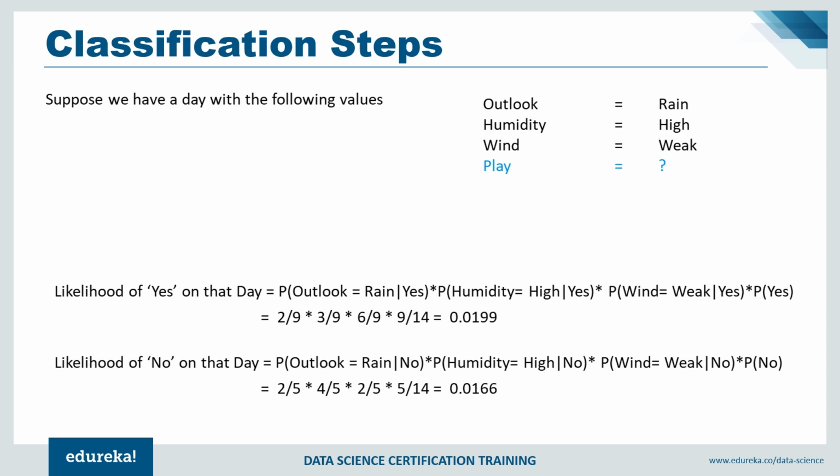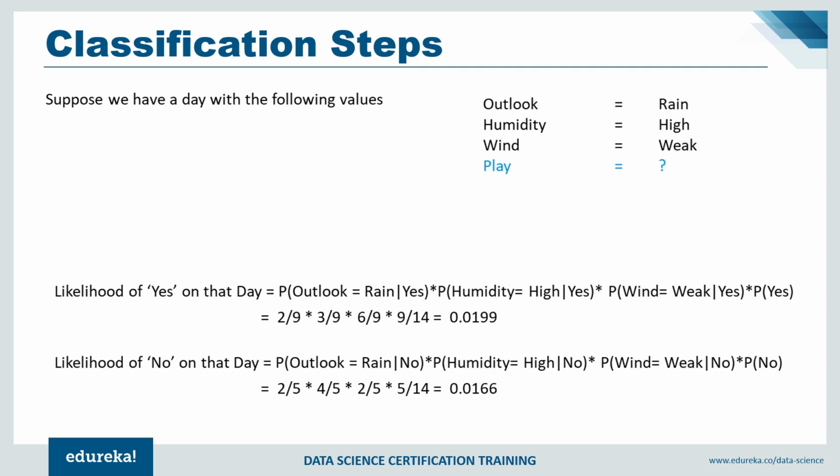First of all, we're going to find the likelihood of yes on that day. That equals the probability of outlook rain given it's a yes, times the probability of humidity high given it's a yes, times the probability of wind weak given it's a yes, times the probability of yes. That gives us 0.019. Similarly, the likelihood of no on that day is the probability of outlook rain given it's a no, humidity high given it's a no, and wind weak given it's a no, times the probability of no. That equals 0.016.